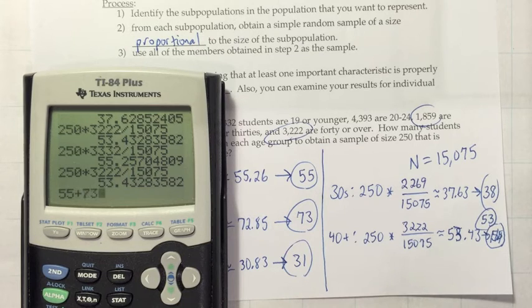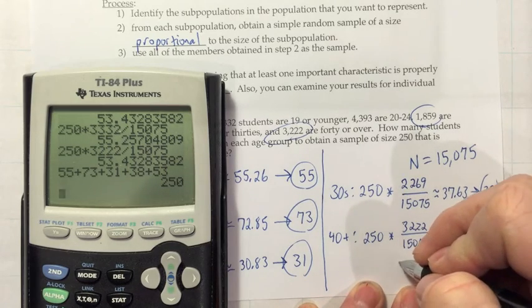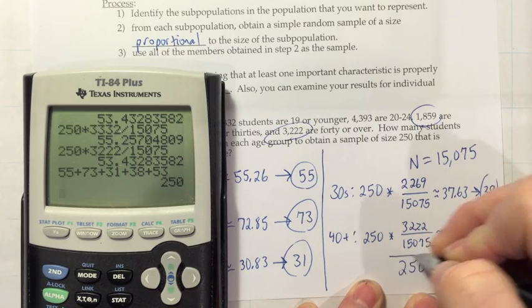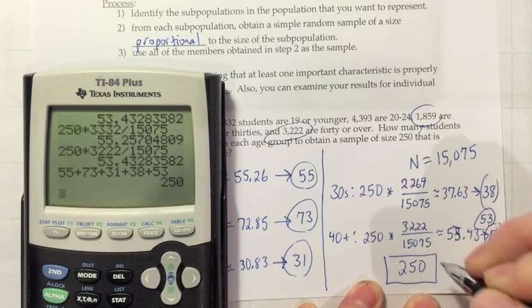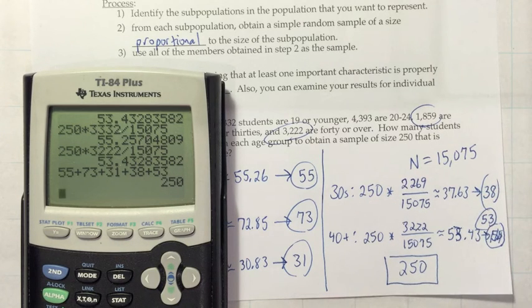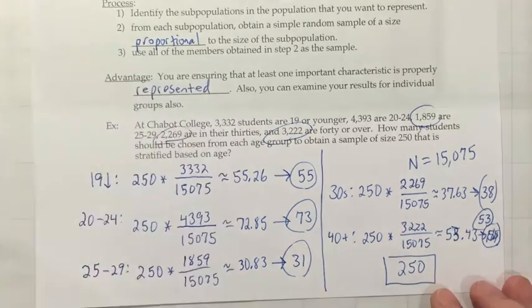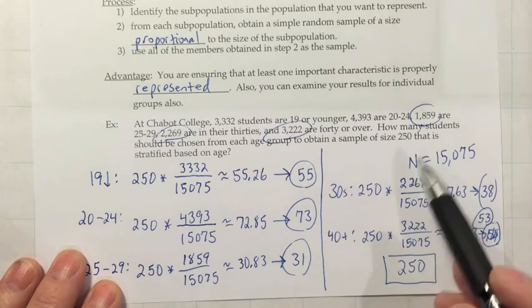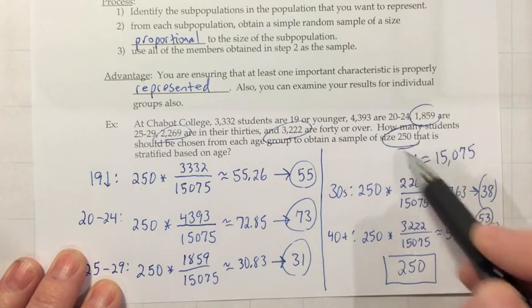Okay, so now the final step would be to add all those up. So 55 plus 73 plus 31 plus 38 plus 53 is 250. And that is the size that we were supposed to get. So that all works out perfectly in terms of the sum, and that's kind of what we hope to happen. So there are occasions where it doesn't add up total, that doesn't total up to what it's supposed to be, in this case the 250 that they asked for.